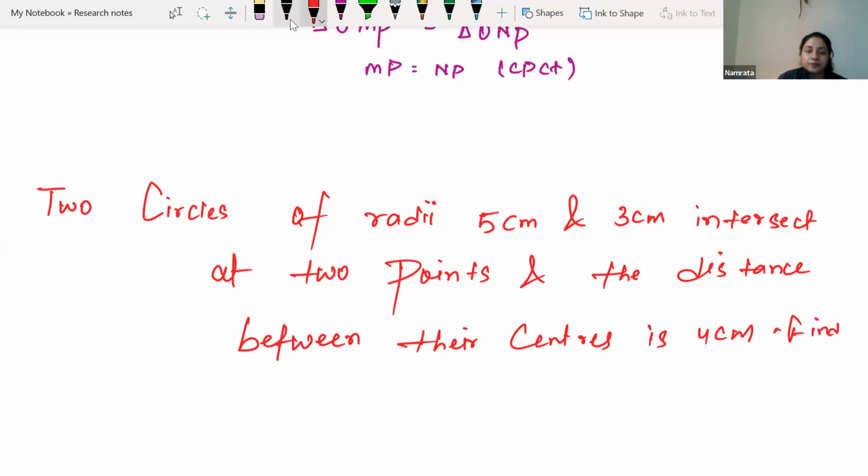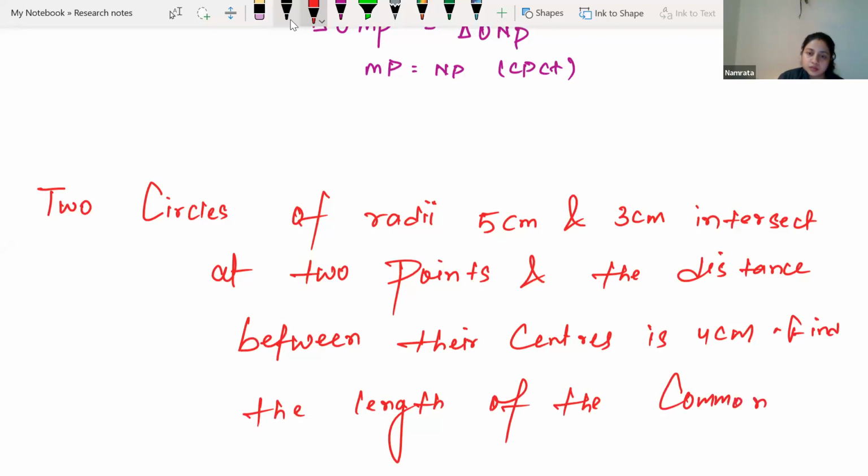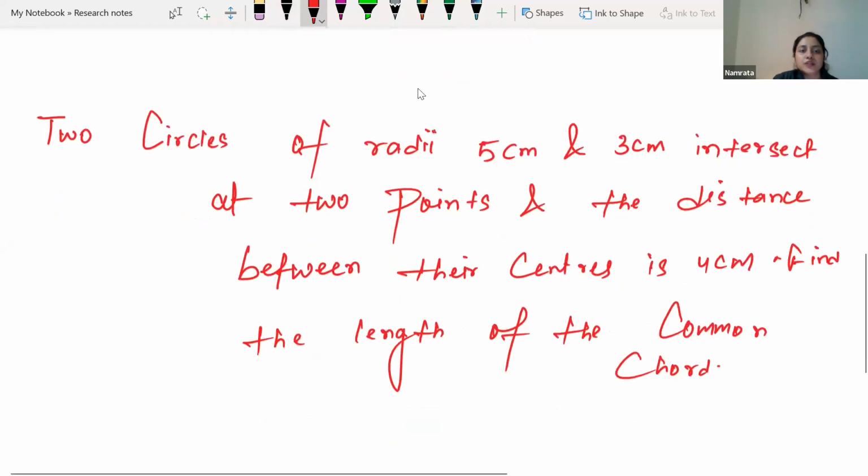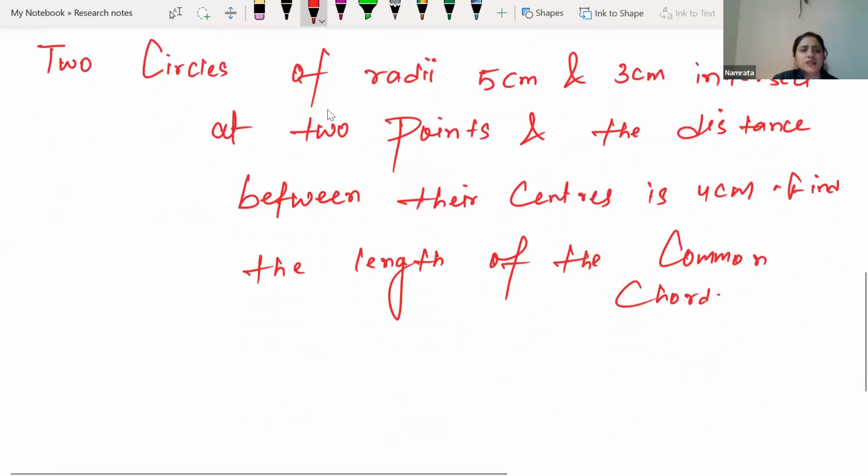Find the length of the common chord. This is what the question says. Figure is not given. So first thing first, we will draw a figure. Okay. This exercise has very few questions, 4-5 questions, but you need to understand each and every question very properly. So here the question says there are two circles. Let's draw it.